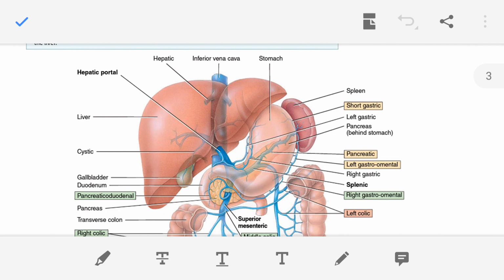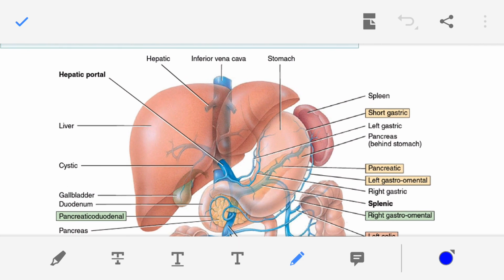Now this hepatic portal vein is supplying the blood, and it is branching into the liver. These branches again form venules and capillaries, then the capillaries join, there is a formation of the central vein, and the central veins join together to form the hepatic veins.